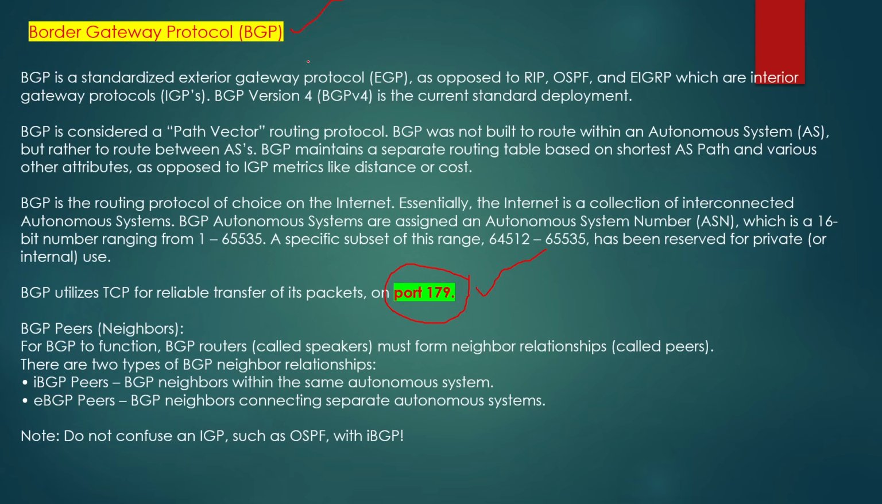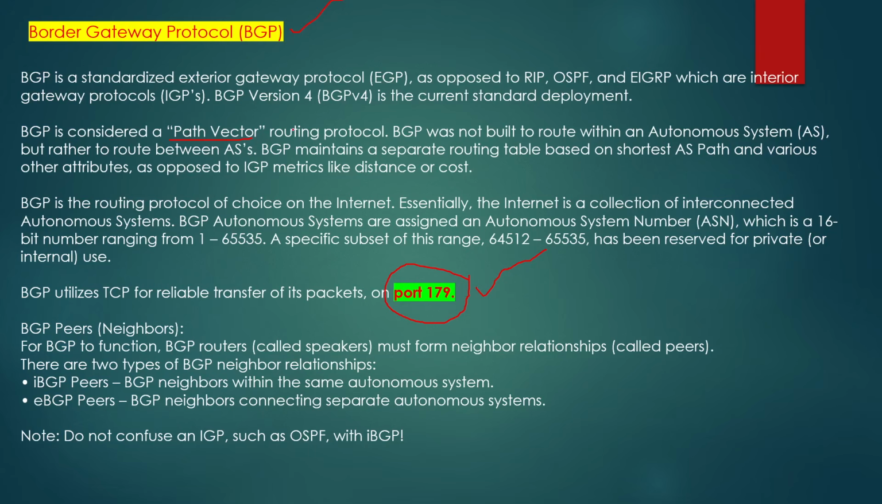So BGP is an exterior gateway protocol. It's a path vector protocol. Why we call it a path vector protocol, I'll explain. BGP uses TCP and the port number is 179. And in BGP, you need to configure neighbors manually. You need to specify it. BGP also has a lot of advantages. Going forward you will come to know.